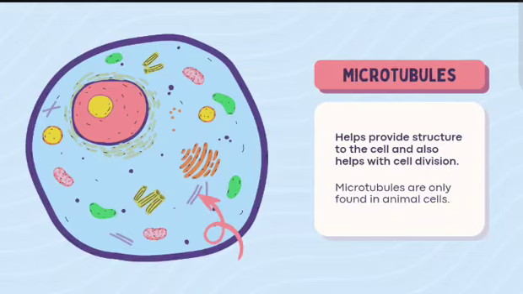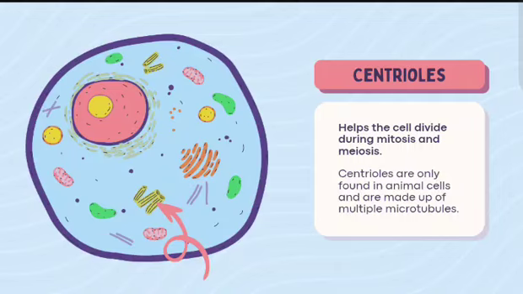Then microtubules. It helps to provide structure to these. There are many like this, also given in detail. It helps to provide structure to the cell and also helps with cell division. Understood now? Microtubules are only found in the animal cell. Most of the things are found in plants also, so it becomes an equal balance.